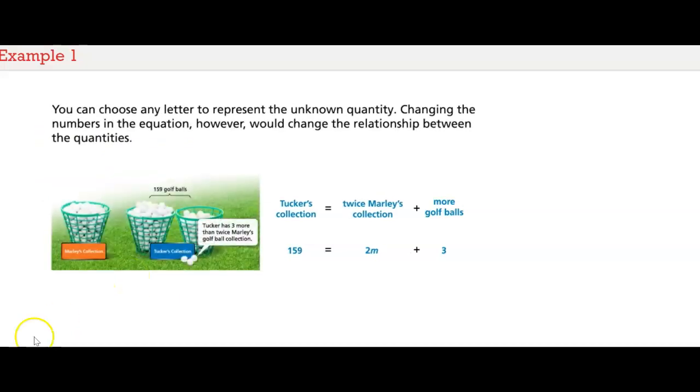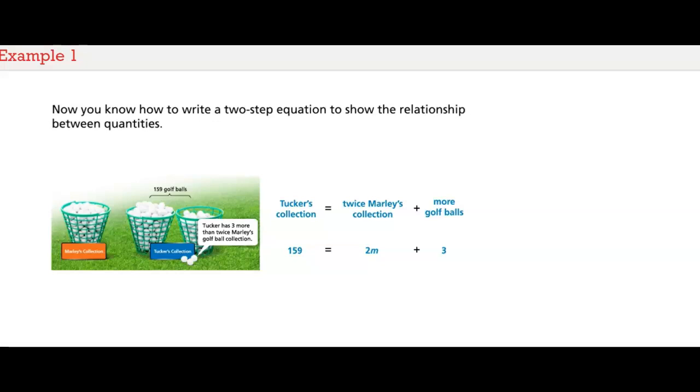You can choose any letter you want to represent the unknown quantity. We used M because it's easy to remember that it represents Marley's collection. Changing the numbers in the equation, however, would change the relationship between the quantities. Now you know how to write a 2-step equation to show the relationship between quantities.